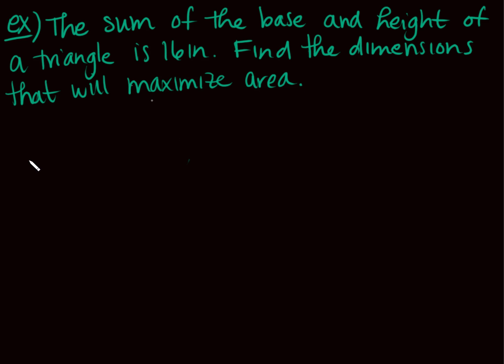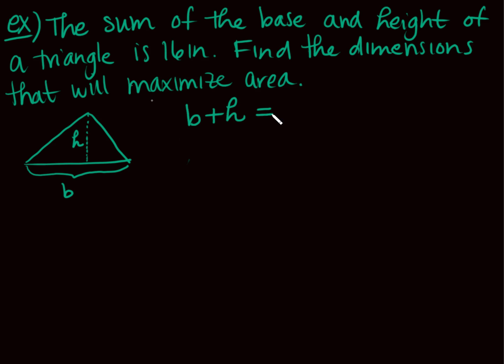I have a triangle. I can draw a triangle. Apparently it's an equilateral triangle, it doesn't have to be. I'm going to label some stuff here. Let's label the base B, and let's label the height H. There are a couple things that we know right here. I'm going to take this line by line. The sum of the base and height of a triangle is 16 inches. Sum is addition, so in math, the sum of the base and the height equals 16 inches. So I know B plus H is 16.